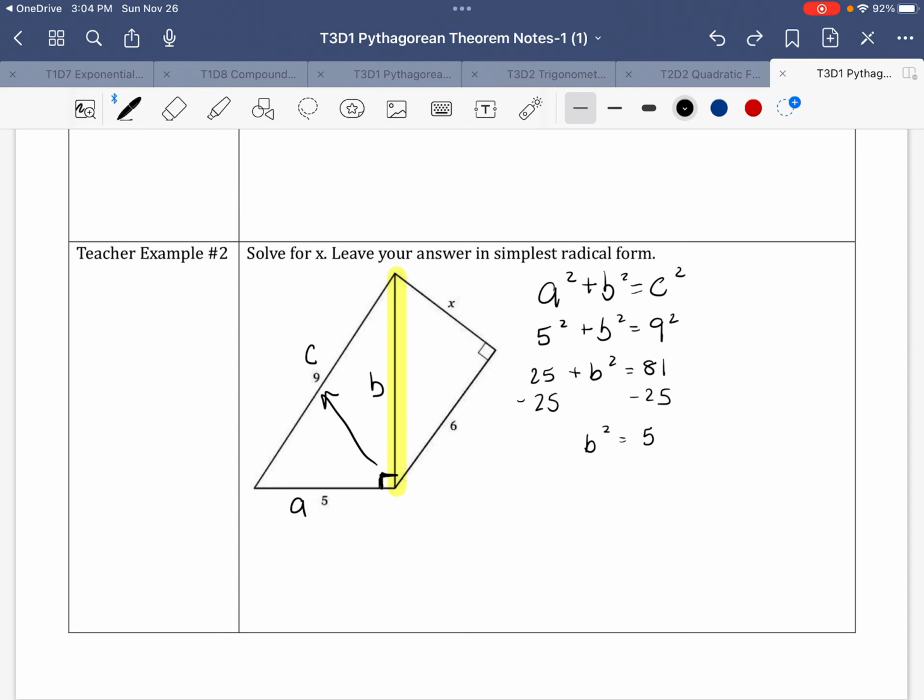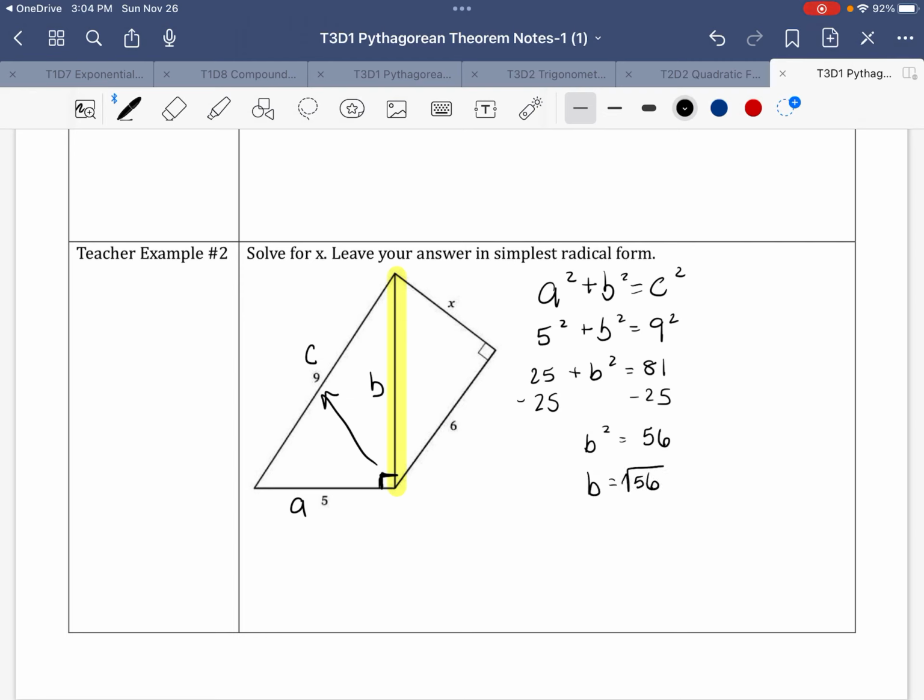54, I believe. Wait. 81 minus 25 is 56. Yes. And then B will equal the square root of 56.